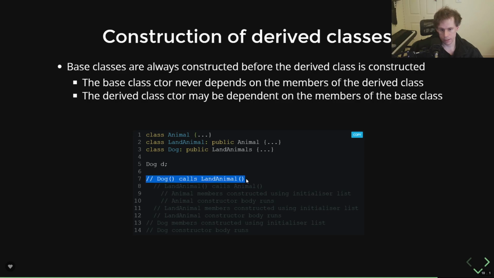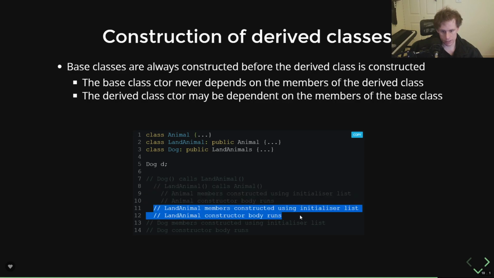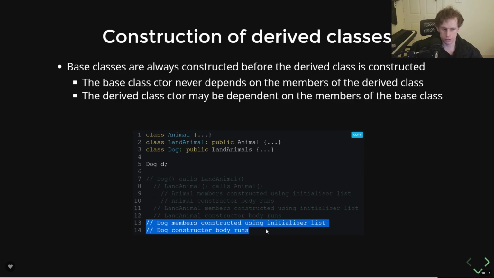what we end up doing is the dog constructor calls on the land animal constructor as the first thing. The land animal constructor calls on the animal constructor, and then we actually construct an animal, and then we actually construct a land animal, and then we actually construct a dog. So this comes back to those rules you see about the first thing that your constructor for a derived type must do is construct the parent type. It's like the first thing it must do.